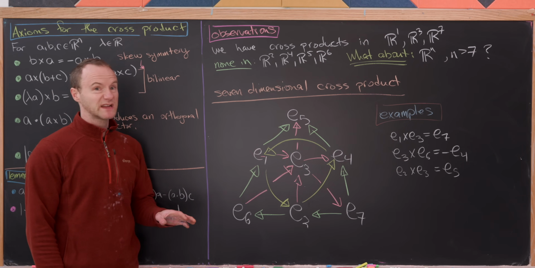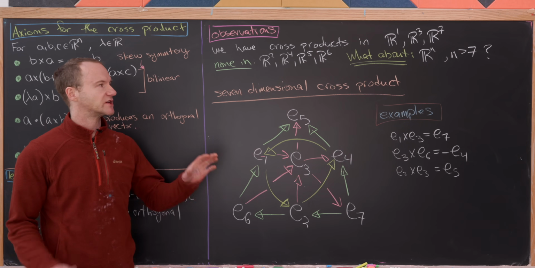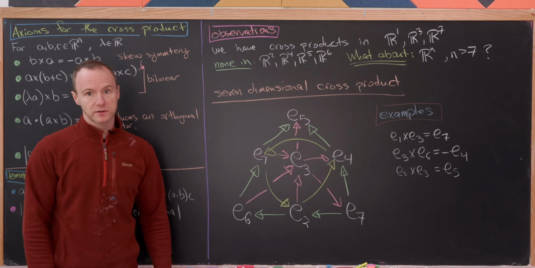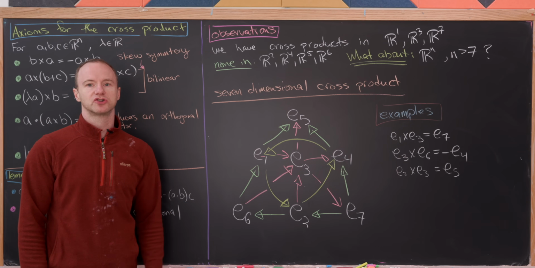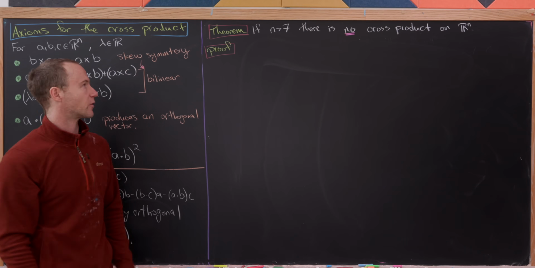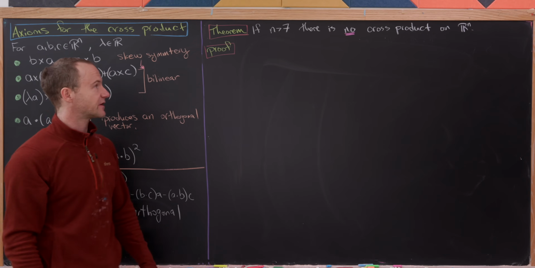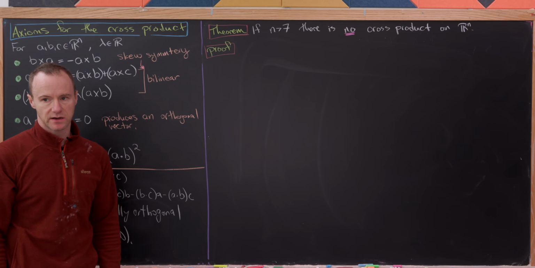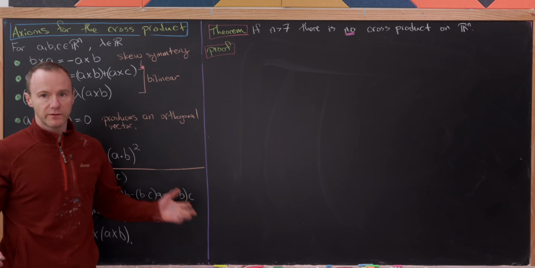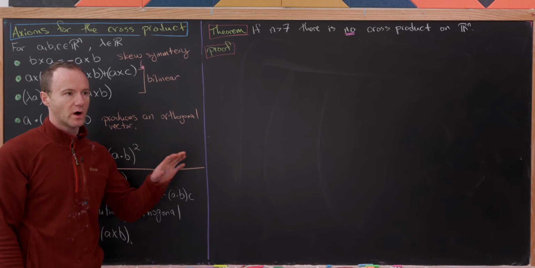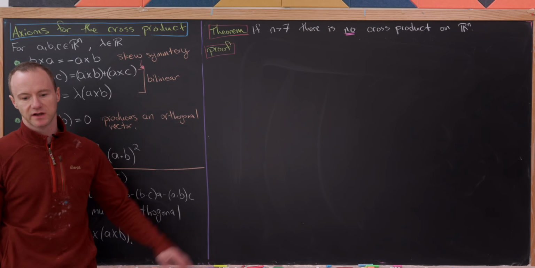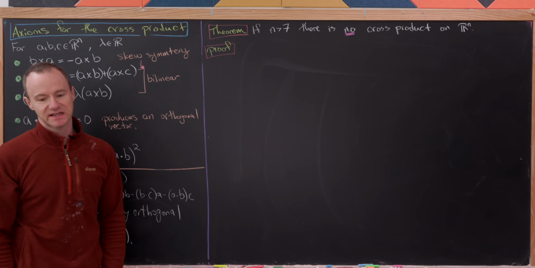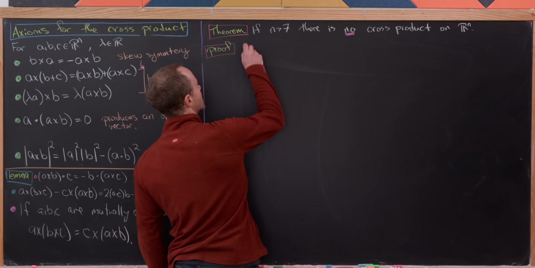Okay, so now let's finish off with our final question. What about 8, 9, and larger dimensional cross products? Now we're ready for it. We're going to prove that if n is bigger than 7, there is no cross product on Rn. Meaning that we've got the answer to the question: there's only a 1, 3, and 7-dimensional cross product. But how do we finish this thing off? So here's what we're going to do.